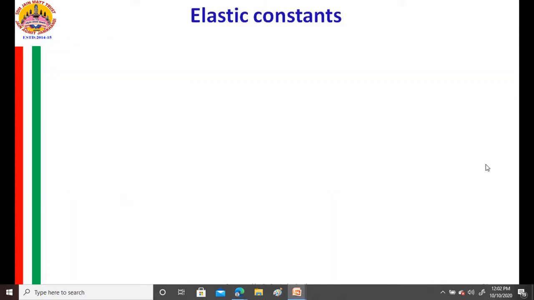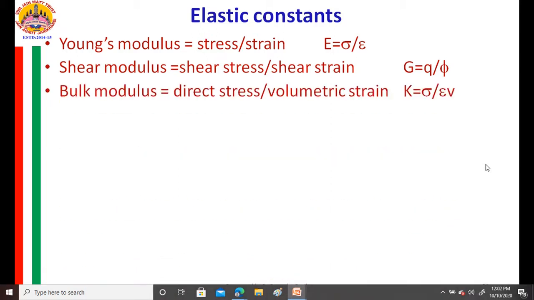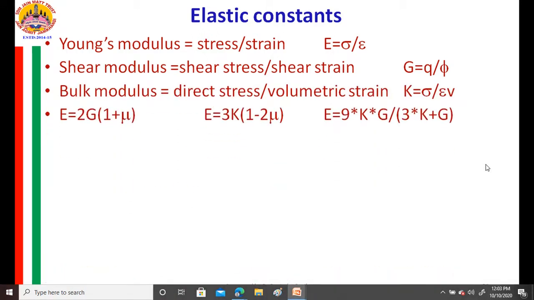Yes, after that we have studied the elastic constants: Young's modulus, shear modulus, bulk modulus, and we have studied the relationship between the elastic constants. E is equal to 2G into (1 plus mu), E is equal to 3K into (1 minus 2 mu), E is equal to 9KG divided by (3K plus G). These are the relationships between the elastic constants.